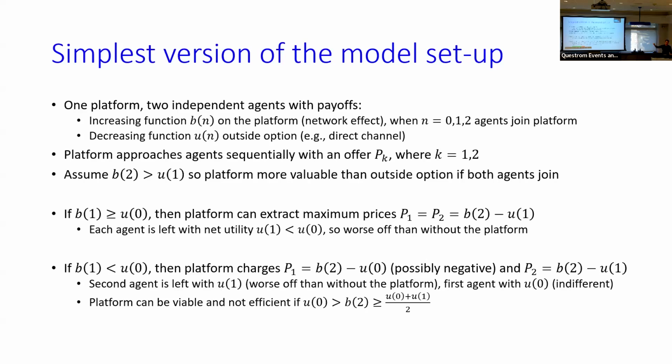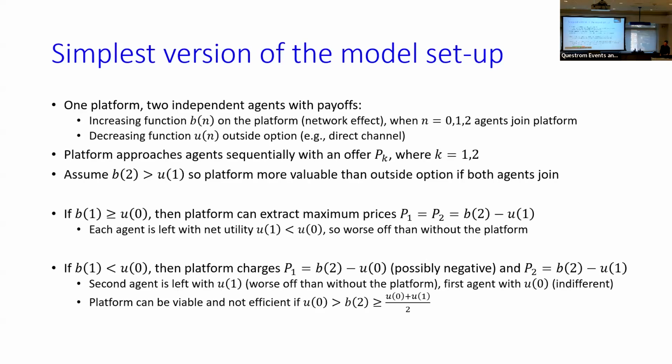So in this case, the platform needs to charge a lower price to the first agent. So the first agent is critical. I absolutely need to get the first agent. Otherwise, I can't get the second one. So you have to charge them B of 2 minus U of 0. And that's actually lower, obviously, than B of 2 minus U of 1, because recall, U is decreasing. And that's possibly a negative price. So you might actually have to subsidize the first agent, and then you can charge maximum price to the second agent. And in this case, the second agent is definitely worse off. The first agent is actually indifferent between being on the platform and being outside, and that's because the first agent basically determines the success of the platform, and they can extract something.